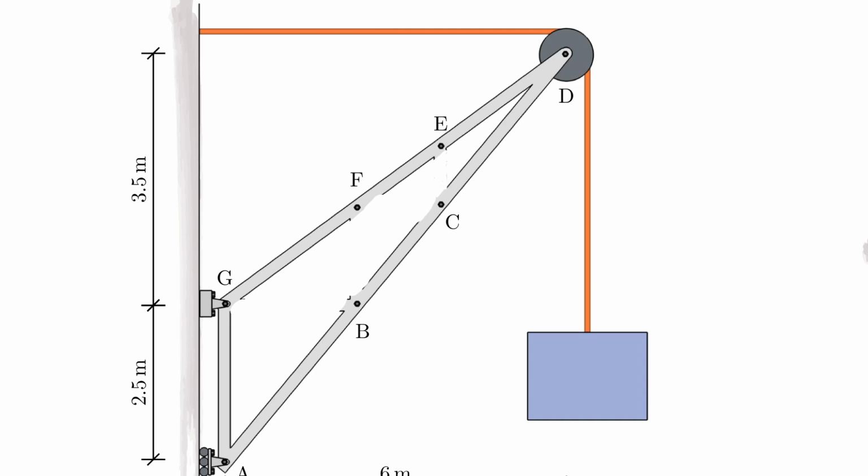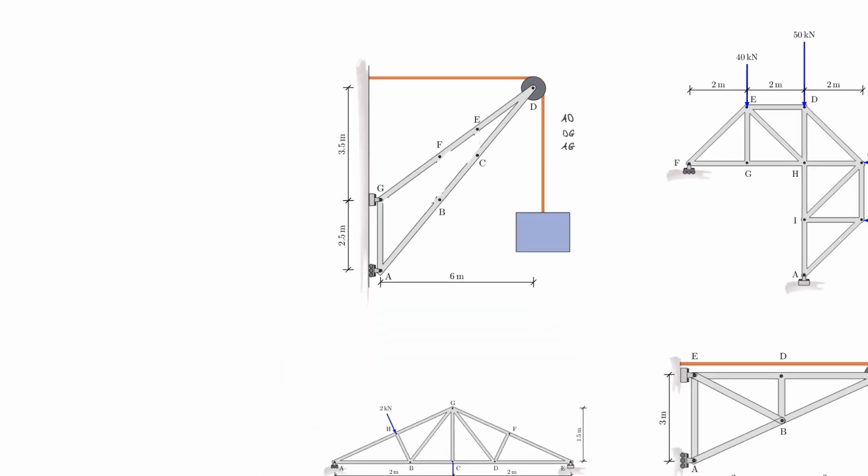So effectively we have a member AD, a member DG and a member AG, and that's all this structure needs. All the stuff in between would not participate in carrying the load, and you can always show that numerically as well. Let's move on to the next structure.